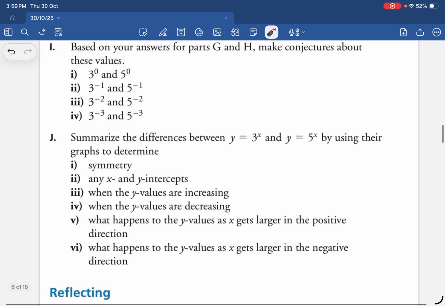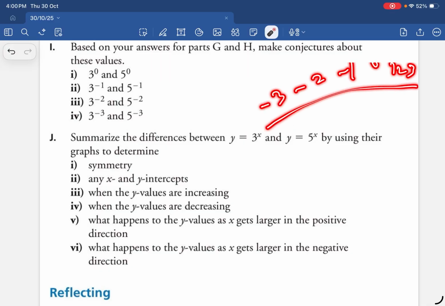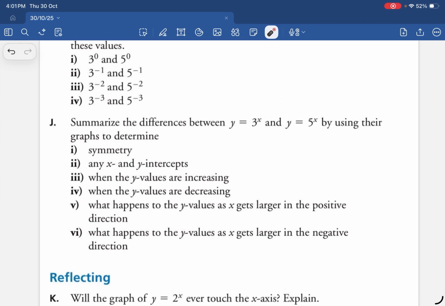Now for the j part, summarize the difference between y equals 3 to the power x and y equals 5 to the power x by using their graphs to determine these values. Okay, so we have to find these values. First you have to draw the table of y equals 3 to the power x, as we drew for y equals 2 to the power x, and the same for y equals 5 to the power x. But there is no need to take many values, just take negative 3, negative 2, negative 1, 0, 1, 2, 3. Okay, these are enough to draw a graph.